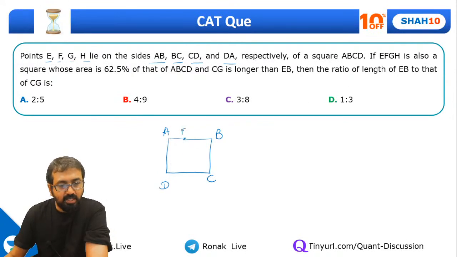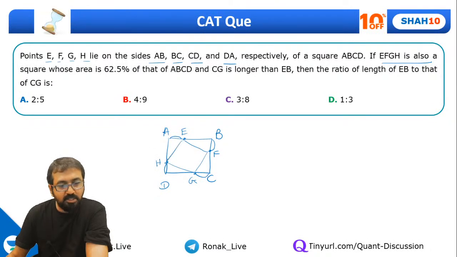So I can take it this way: E, then F, G, H, and EFGH is also a square, so this distance has to be the same over here. F should also be at the same distance, the same way this should also be at the same distance, and similarly this one. So my square will be like this.